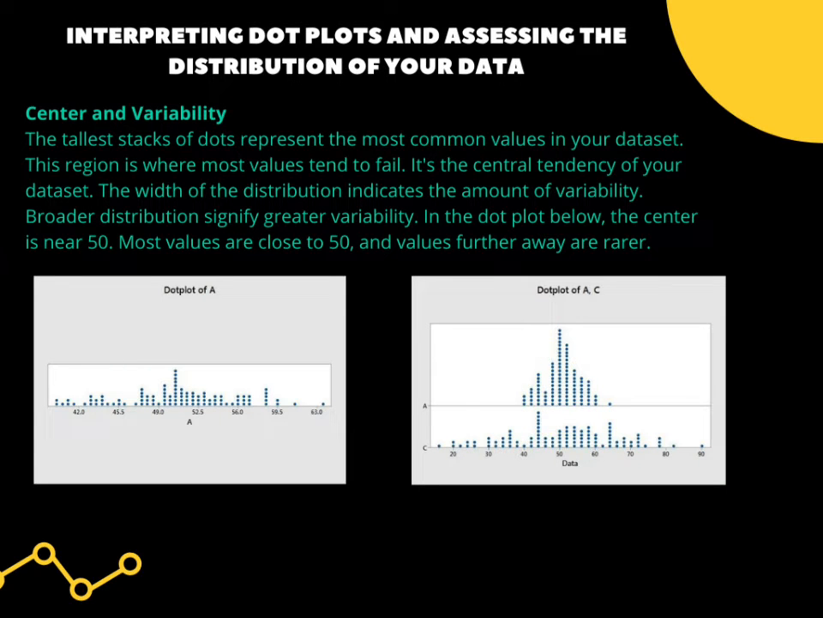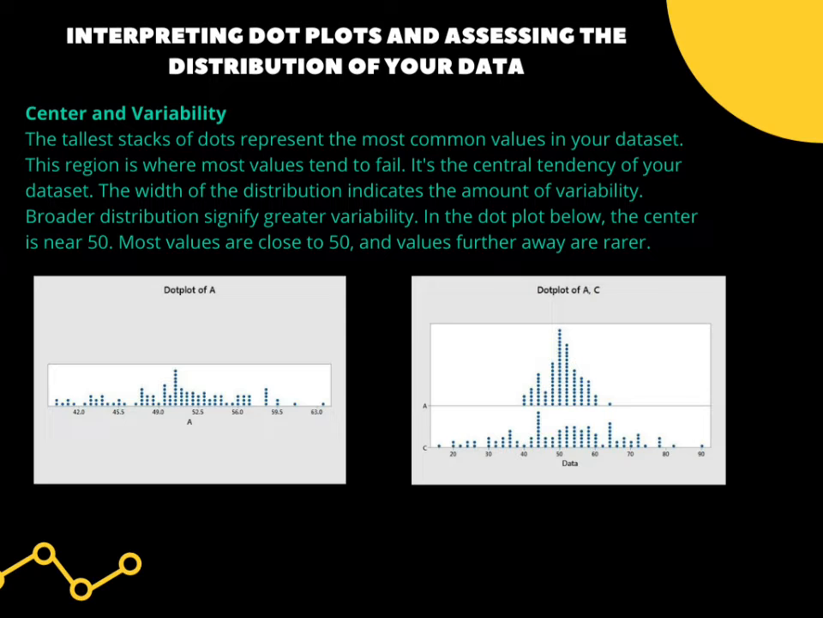Interpreting dot plots and assessing the distribution of your data. Dot plots display the distribution of your data. Look at the central tendency, variation, and overall shape of the distribution. You may create a dot plot before or in conjunction with an analysis to help confirm assumptions and guide further study. Center and variability. The tallest stacks of dots represent the most common values in your dataset. This region is where most values tend to fall. It is the central tendency of your dataset.